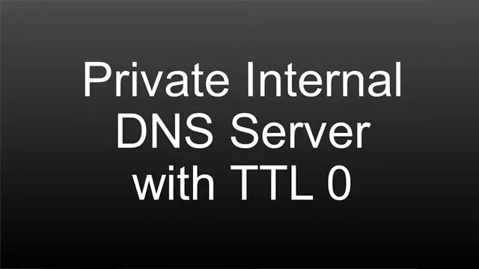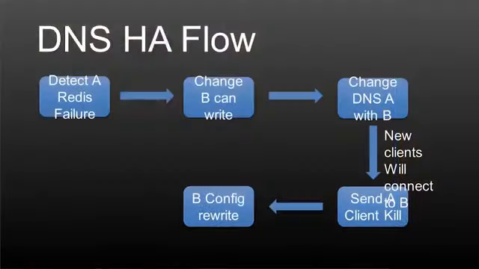So prepare a private internal DNS name server for those kinds of things. So you can set HA master 1, HA master 2, or HA slave 1, slave 2 with TTL 0. So when a Redis server fails, at that time, change the DNS record. New clients start to connect to new servers without any change to your code. I think this is also a good way. So this is the DNS HA flow.